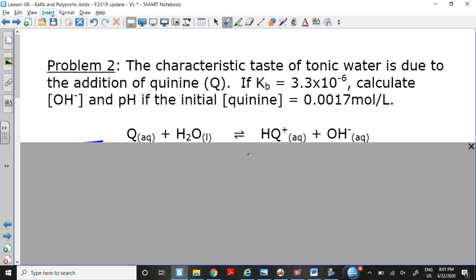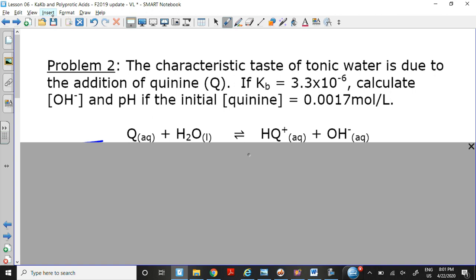So this says the characteristic taste of tonic water is due to the addition of quinine. Quinine has a complicated formula, so we're just simplifying it with the letter Q. Anyone's had tonic water? It's very bitter, and we know bases are bitter, so that's where the taste comes from. Here they're giving us the Kb value is 3.3 times 10 to the negative 6. And here we're asking for a couple of different things. Calculate the concentration of hydroxide ions and calculate the pH if your starting concentration of quinine is 0.0017 moles per liter.